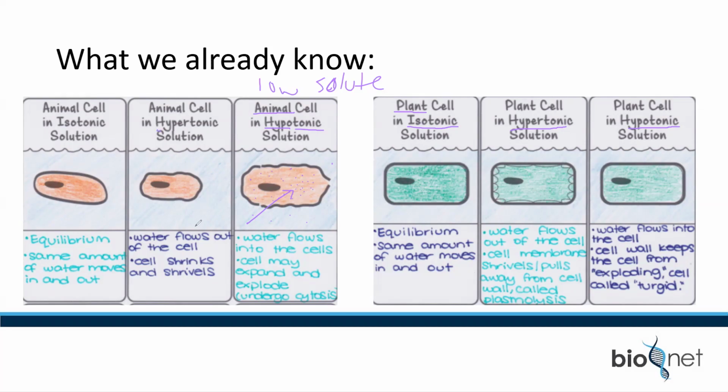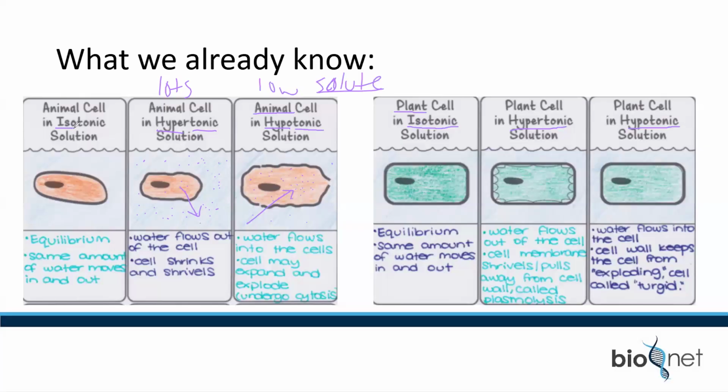The opposite is true in a hypertonic solution. So hyper means lots, right? Like think about someone who's hyper, they have lots of energy. And tonic, again, is talking about solute. So a hypertonic solution has lots of solute surrounding the cell. So there's lots of solute dissolved in the water on the outside, not very much on the inside. As a result, the water is going to flow out of the cell. The cell is going to shrink.